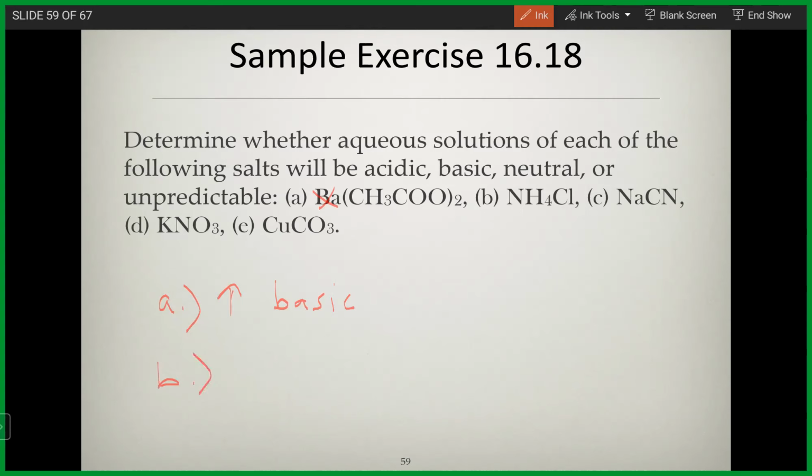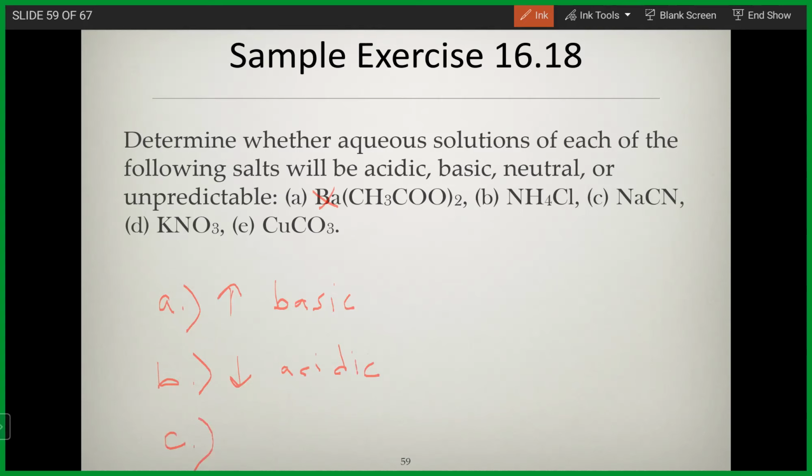B, we've already, I think that was one of the examples on the other one, but the chloride ion won't affect it at all because it's going to be the conjugate base of a strong acid. But the ammonium ion, like we talked about, is going to be the conjugate acid of a weak base, which means this will decrease the pH. It's going to become more acidic.